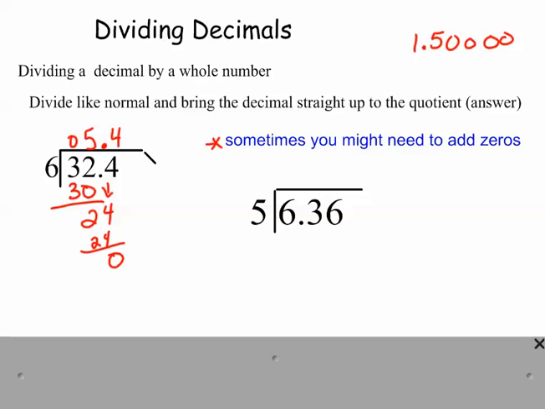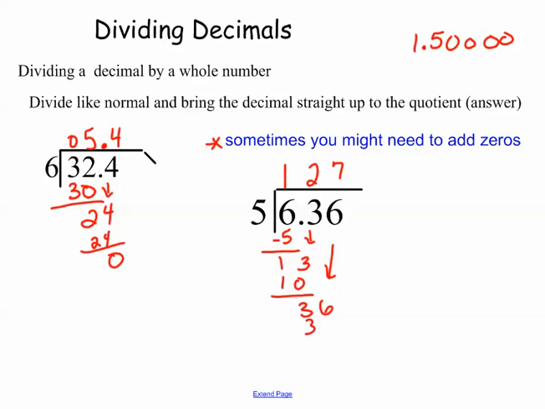All right, so let's look. 5 goes into 6 one time. Bring down my next number. 5 goes into 13 twice. See, I'm going right above that number. That's 10. Bring down my next number. 5 goes into 36 7 times. And that's 35. Bring down my next number. Okay, I don't have a next number. So what is my next number? That would be a 0.